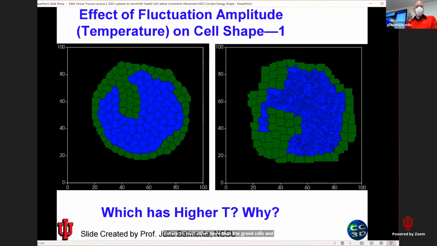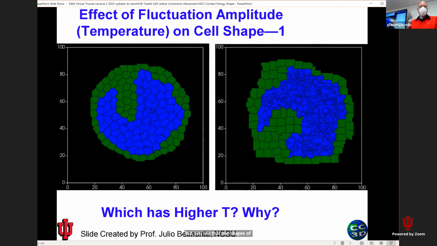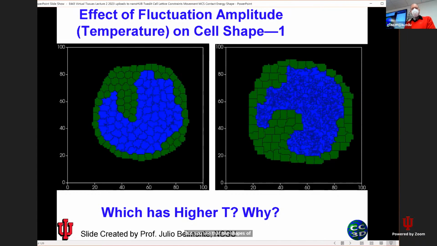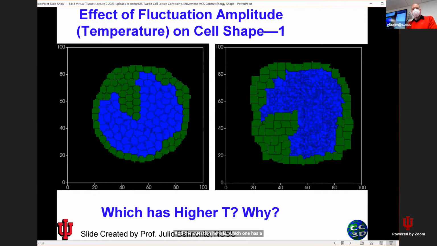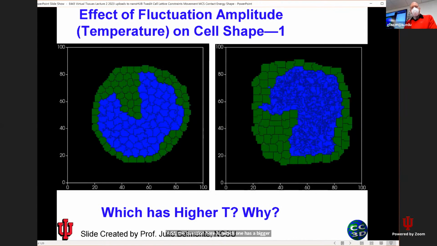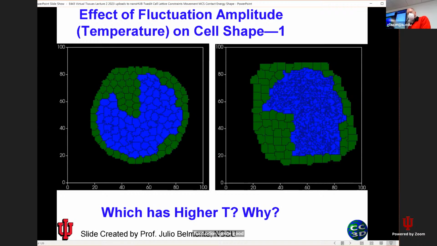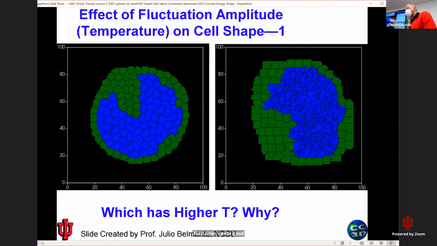But you see that the shapes of the cells are a bit different. And the question here is, which one has a bigger fluctuation amplitude? And if you see on the right, the boundaries between these blue cells have basically fallen apart. The blue cells are basically mixing with each other because the fluctuations are so big. And so that's another pathology that one has to watch out for in this kind of simulation.